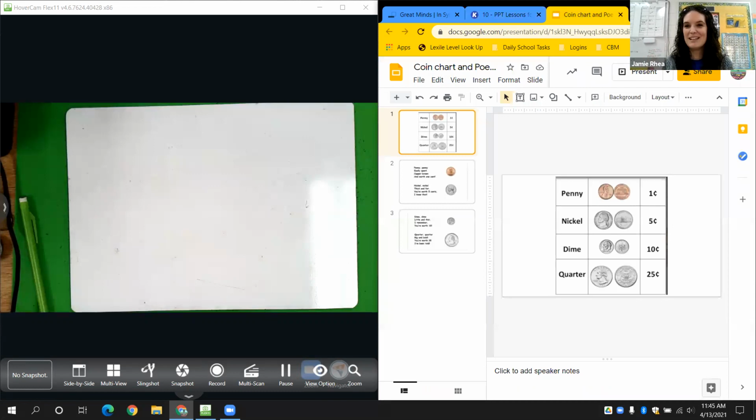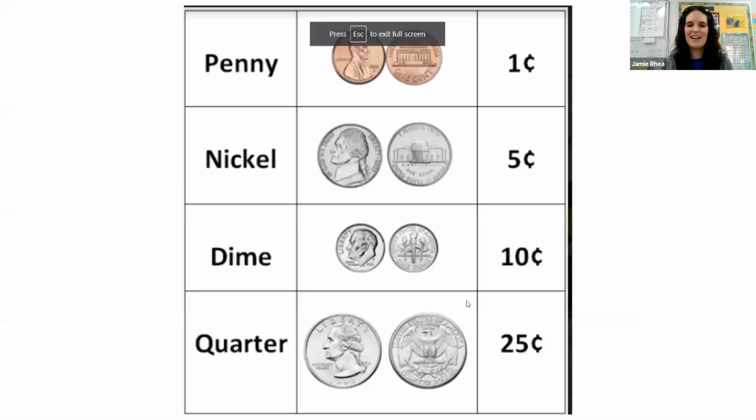I made a little chart, guys. Look at my chart. Okay, I have a penny. This is your penny. This is the front. This is the back. And it's worth 1 cent, okay? Here's my nickel. Now, nickels today look a little bit different than this, and that's okay. We're going to talk about that in our video. They're worth 5 cents. We have a dime. Again, our dimes might look a little different, but they're worth 10 cents. And quarters. Quarters definitely look different today, and they're worth 25 cents.